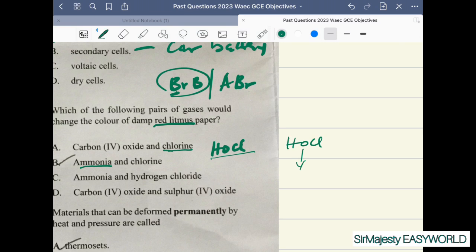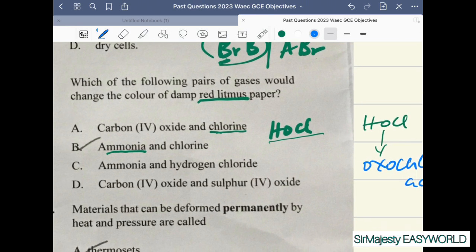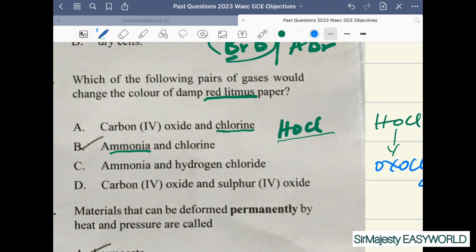The IUPAC name should be oxochlorate(I) acid. So it's supposed not to affect the color of red litmus, being an acidic gas, but because chlorine is a bleaching agent, it will turn red litmus paper white, colorless, not changing it from red to blue. No, rather it will turn blue to red and then finally bleach it or decolorize it. So the correct answer is B.